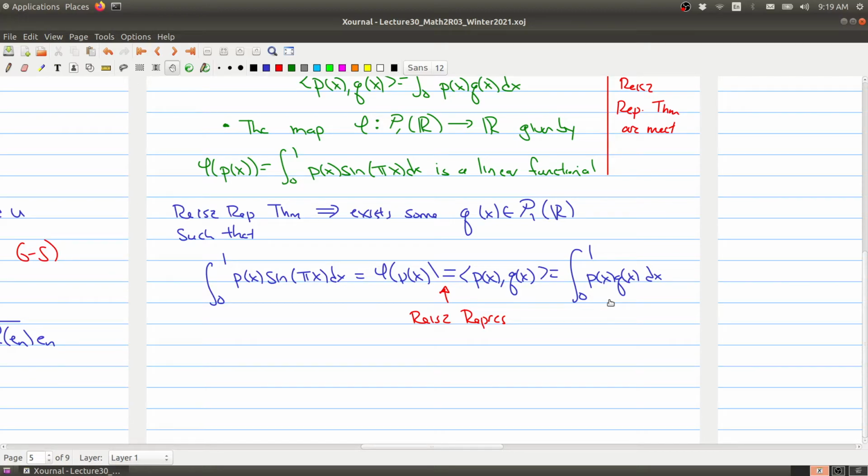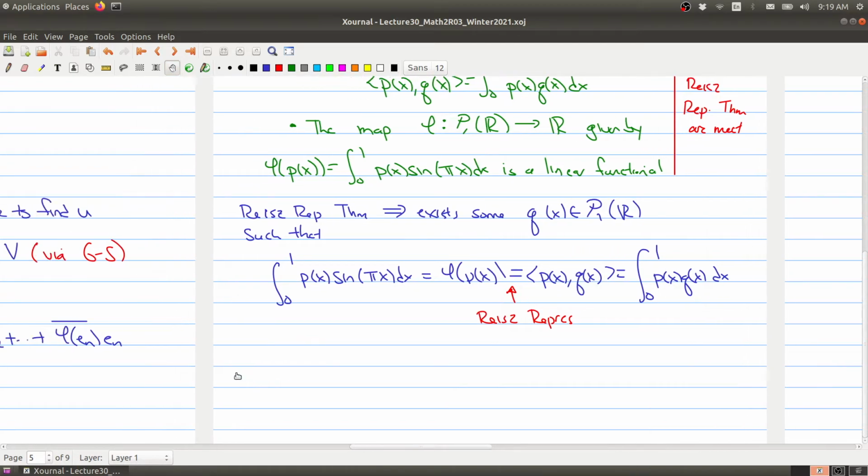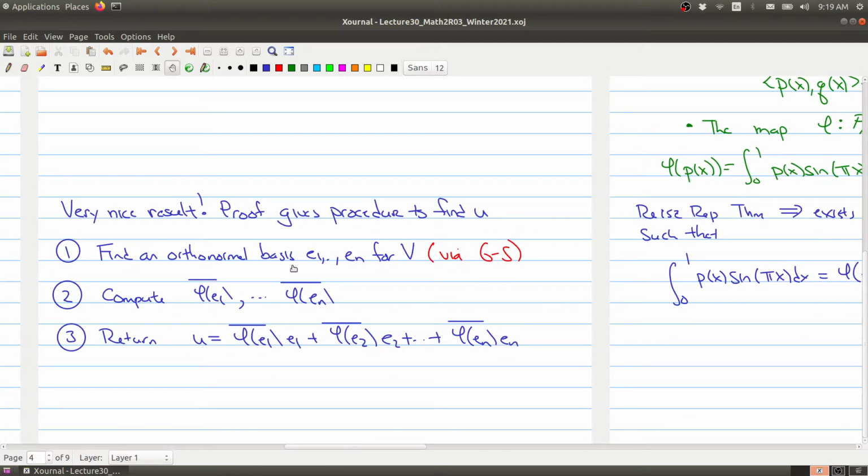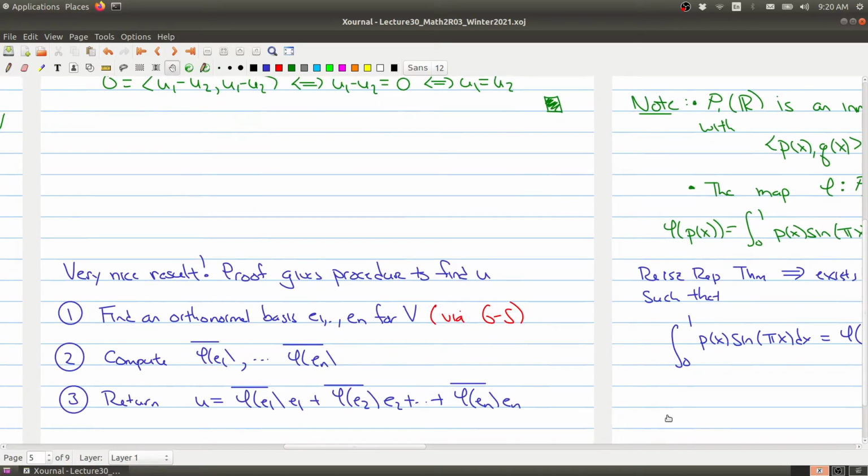So we know that such things exist. That's what the Riesz representation theorem says. But now, how do we find that q of x? Well, that's great because now we can use our procedure. We first find an orthonormal basis for our space, then we compute these values, and then we return them. So in the rest of this part, I'll show you how to compute the orthonormal basis.